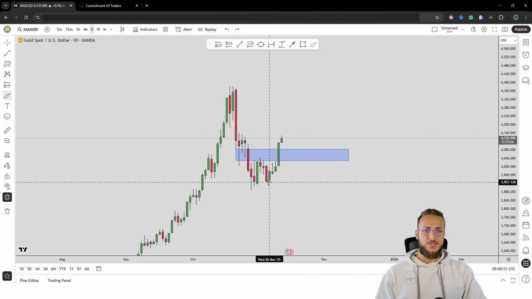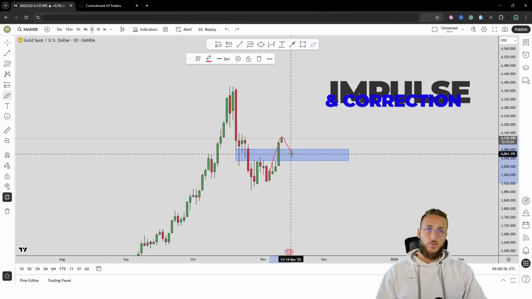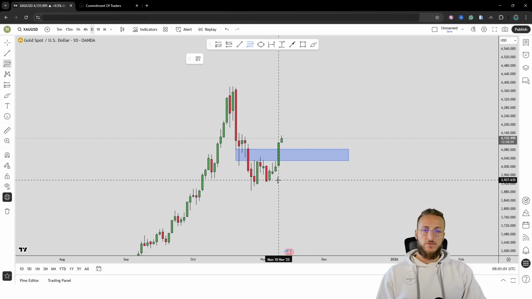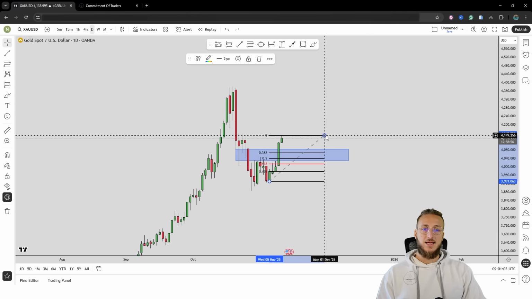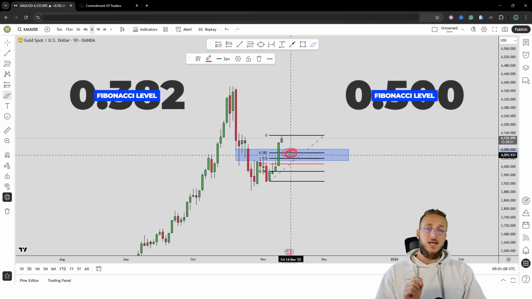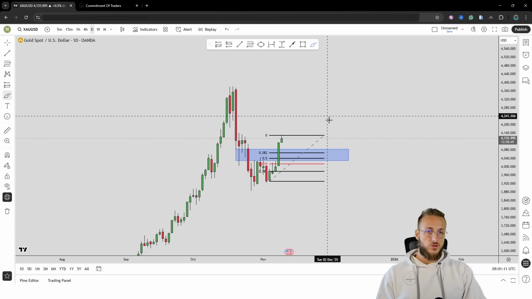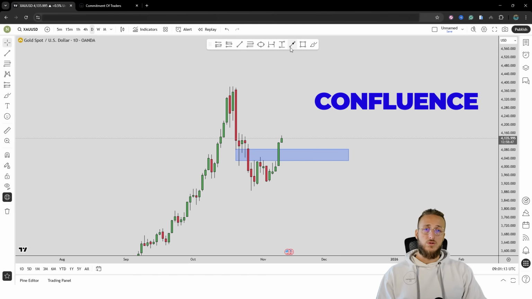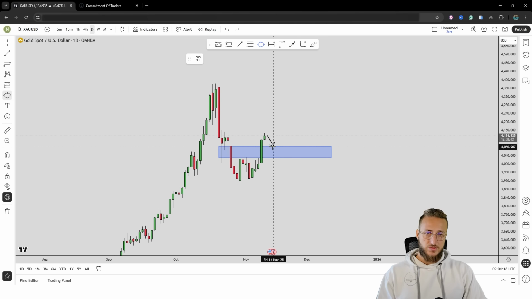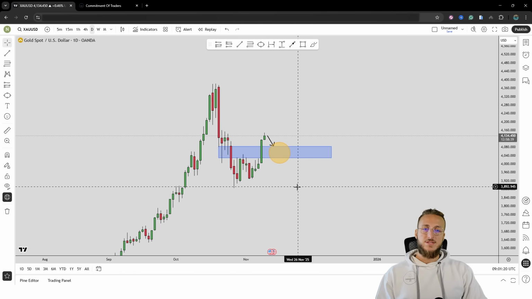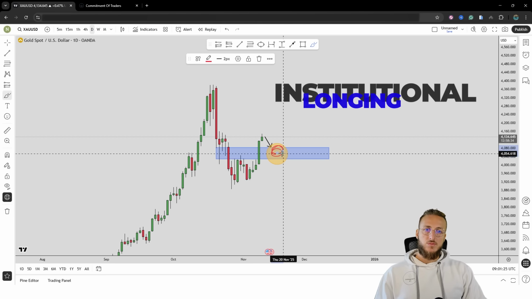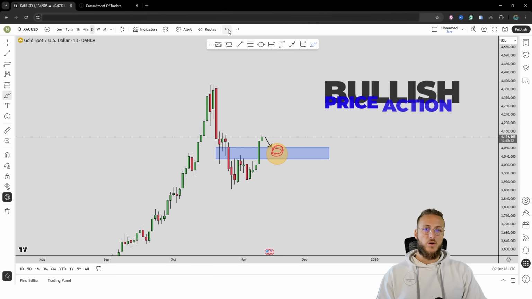What we can also notice is that as we have an impulse and we want to measure a potential correction, if the market from here will move lower, we have to take our Fibonacci from the low to the high of the impulse leg. And this shows us how we have the 0.32 and 50% retracements lining up exactly inside of this support zone. Now, this creates confluence of support inside of this level, which means that if the market will retrace to this zone, there is good probability of seeing more institutional buying inside of this area, further increasing the probabilities of a potential push higher away from the zone.